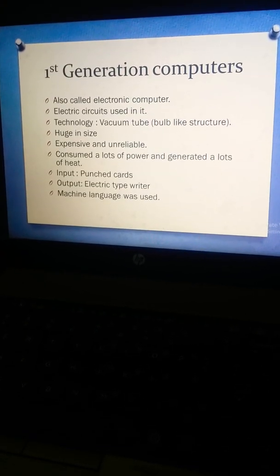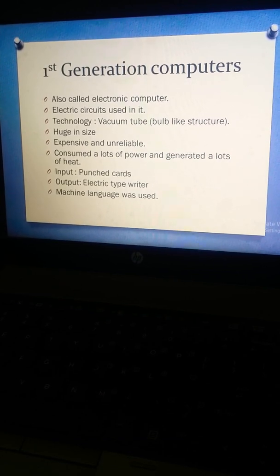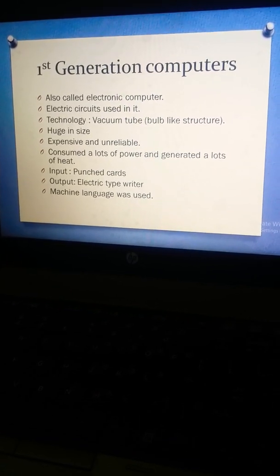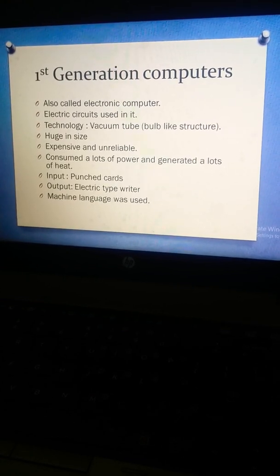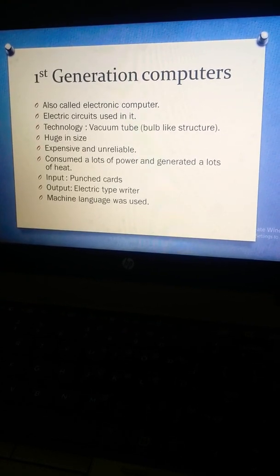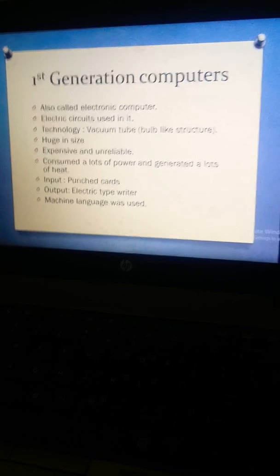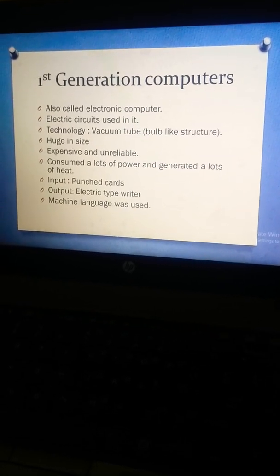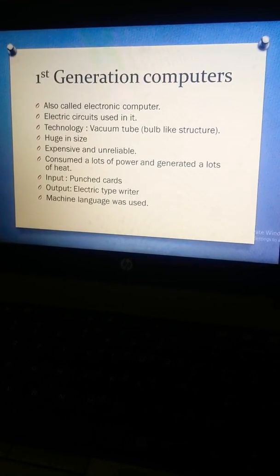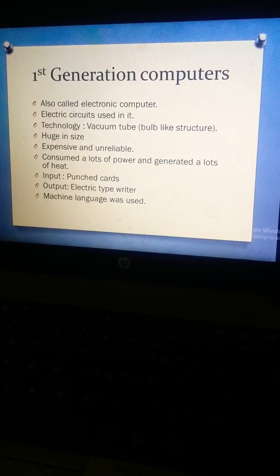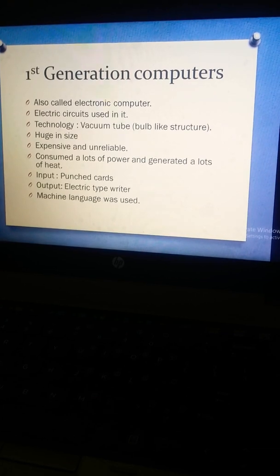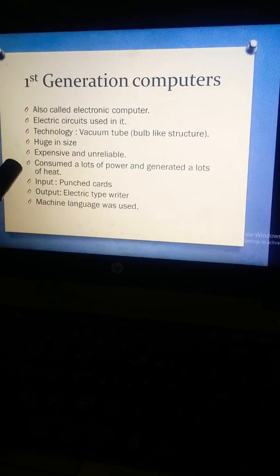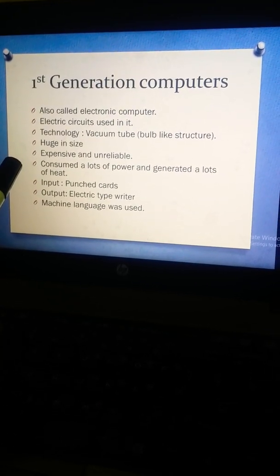In first generation computers we discussed that they are also called electronic computers because they comprised hundreds and thousands of electric circuits. The technology used in this generation was vacuum tubes, and a vacuum tube was just like the structure of a bulb, and it was huge in size, taking up an entire room. It was so expensive and unreliable. It consumed a lot of power and generated a lot of heat.